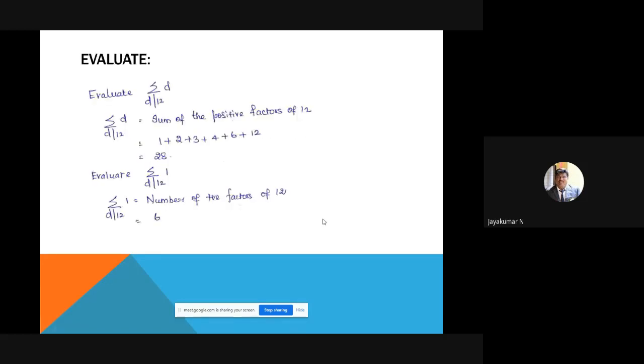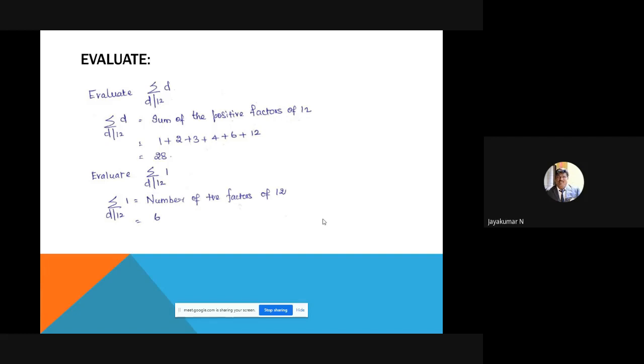Okay. Up to this, the topic 1 division algorithm. Under the topic division algorithm, we have 5 subtopics. All the subtopics are covered. Okay. So this is another 2 mark question by using summation.